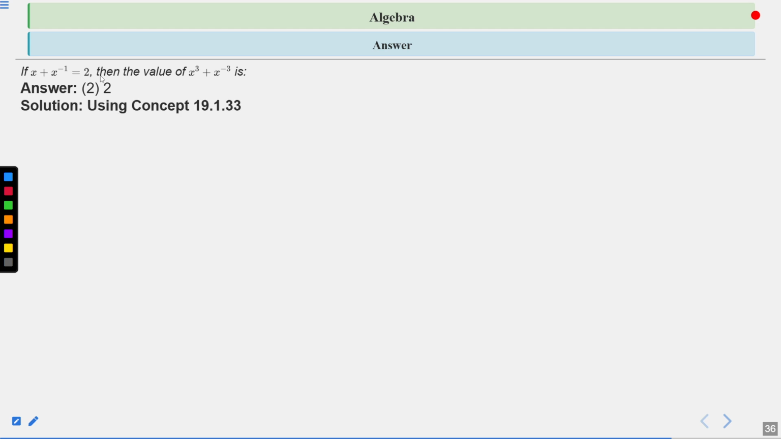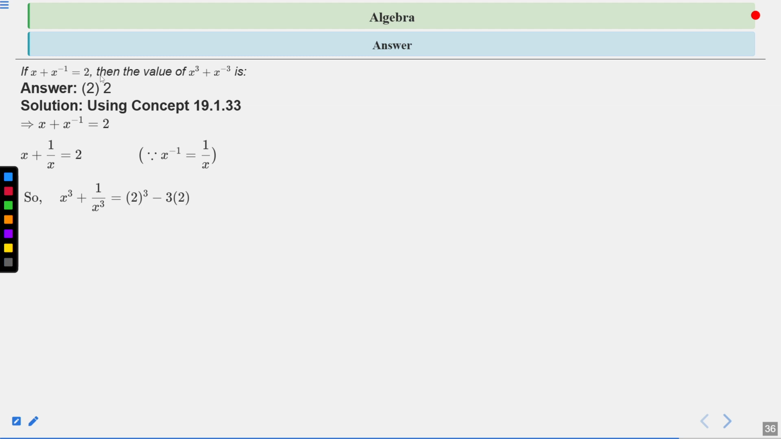Now see the detailed solution using concept 19.1.33 in this question. We can say that x plus x to the power minus 1 equals 2. So x plus 1 upon x equals 2, because we know that x inverse is equal to 1 upon x. So when x plus 1 upon x equals 2, we can say that the value of x equals 1. We need to calculate x cube plus 1 upon x cube.